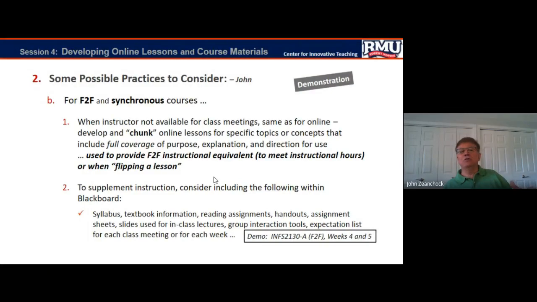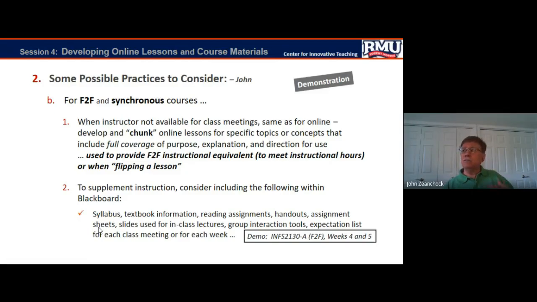That's true flipping. So flipping doesn't mean when you're at a conference, you give them an online lesson and you're not there. No, that's an online lesson. And that's when the instructional hours need to be replicated. So please try to keep those two separate. A lot of people call that flipping your lesson whenever you're not there. That's not the way the terminology is used in the literature, and that's not really what we mean by flipping a lesson.